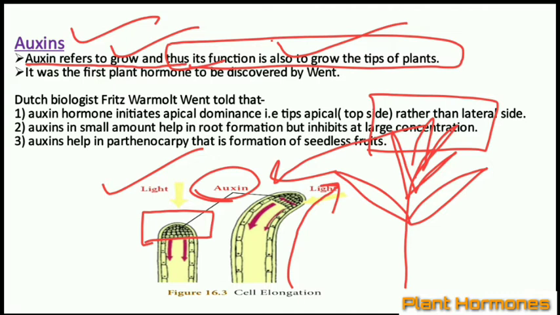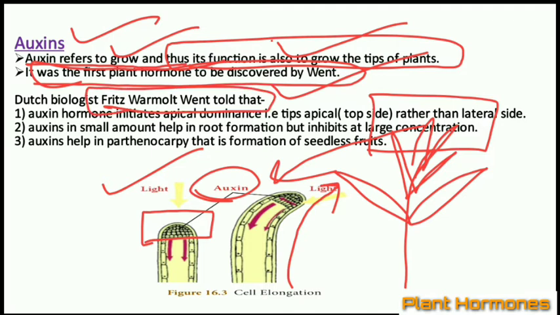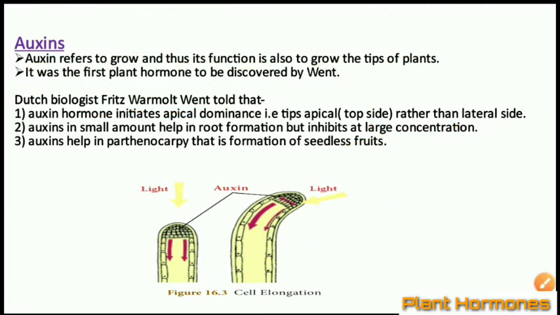Okay, this first plant hormone, auxin, was discovered by Went. There is a person whose name is Frits Warmolt Went. He was a Dutch biologist, a Dutch plant biologist. He discovered the auxin hormone for the first time. And he told that auxin hormone initiates apical dominance.